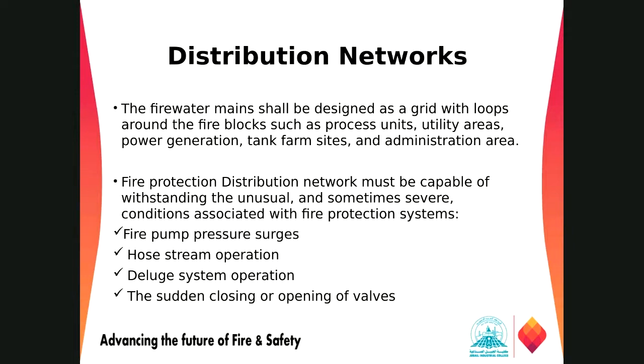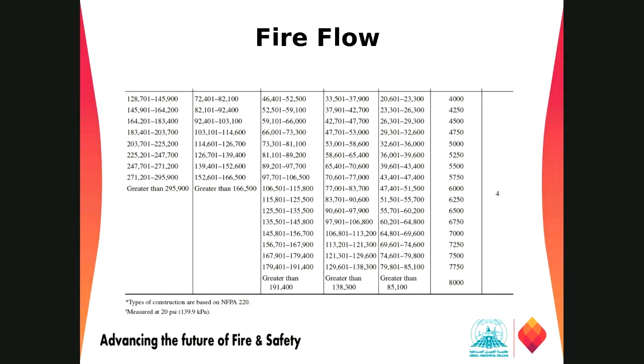Because if you can see here, we have the maximum area they have given, area greater than 295,000 or 296,000, right? Almost 0.3 million square feet. We need 6,000 GPM flow for 4 hours. If your area is a maximum of this limit, we want the flow 6,000 GPM.